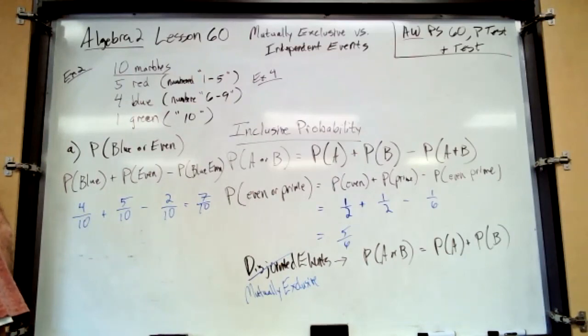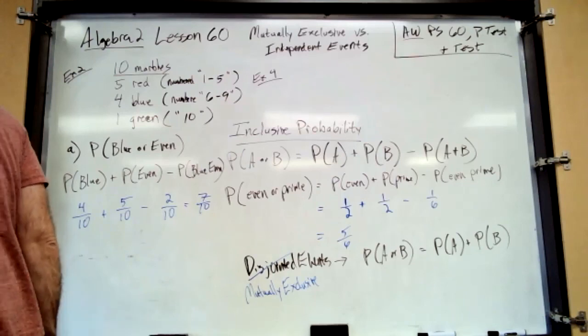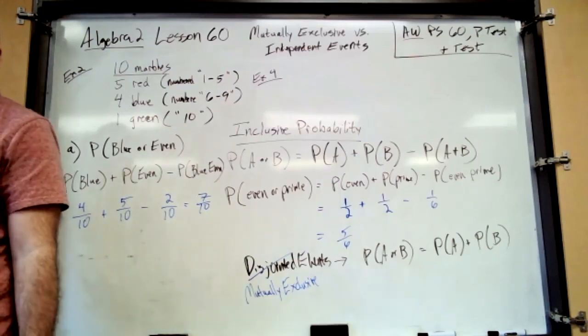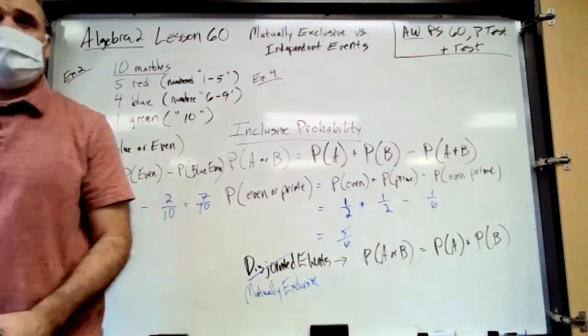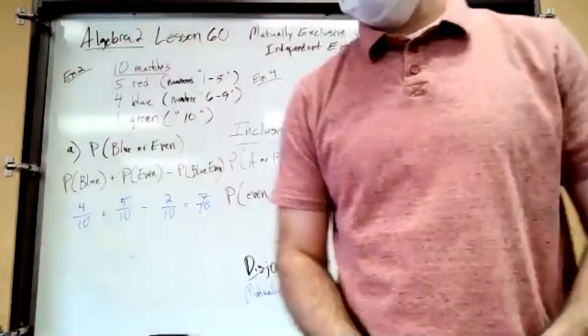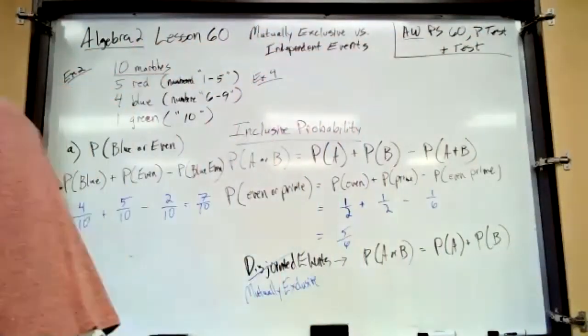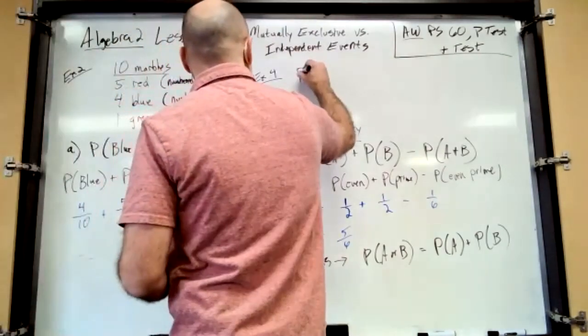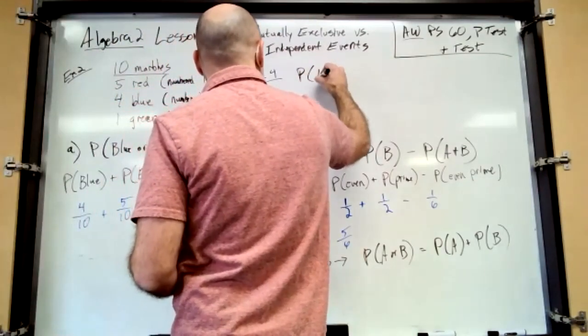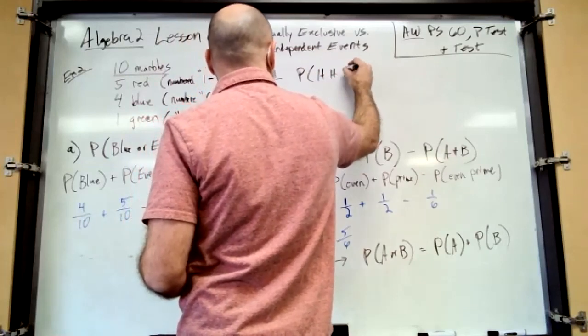2 fair coins are flipped 3 times. Find the probability that both coins come up heads and 1 tails all 3 times. So 2 heads and a tail. So I want to know the probability of heads, heads, tails.